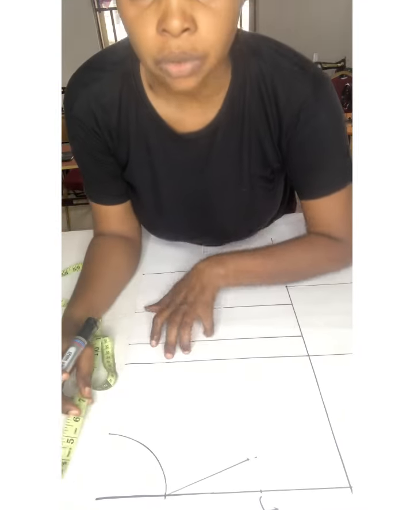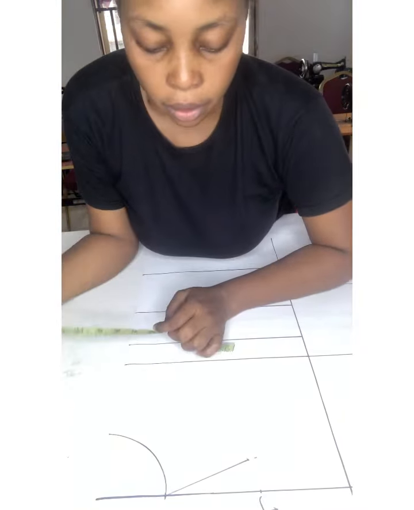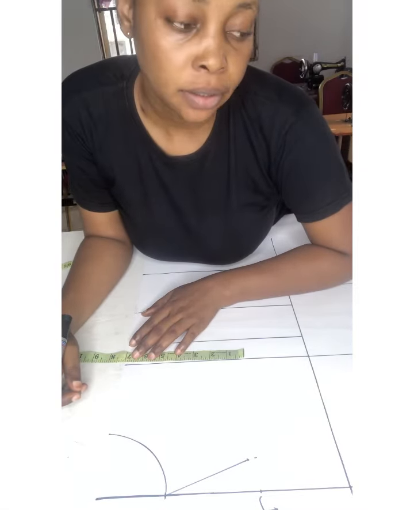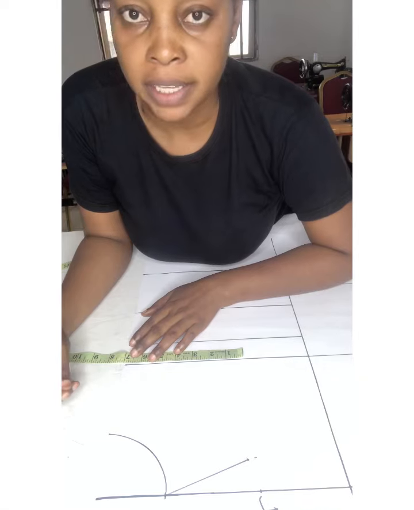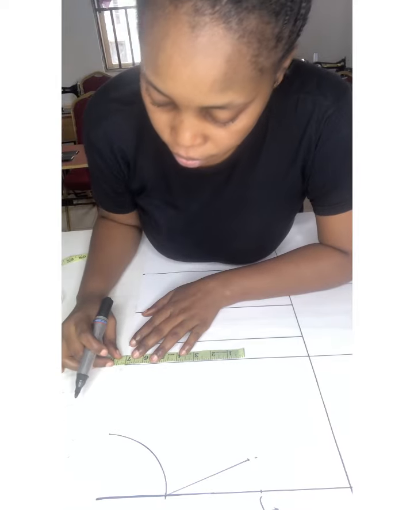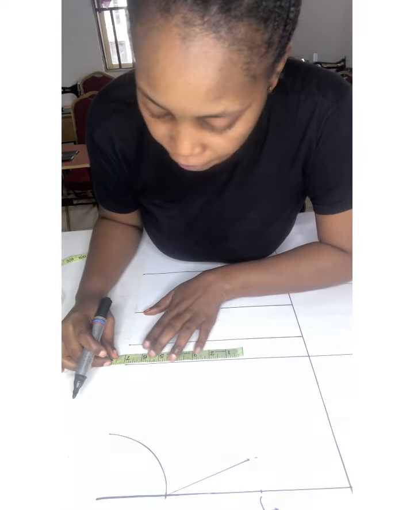So coming down to our chest line. To get your chest line, you divide your round bust by 6 and you'll be adding 1.5 and another 1 inch to it. It's a standard, it gives you a perfect armhole.